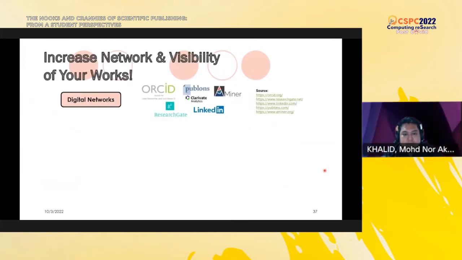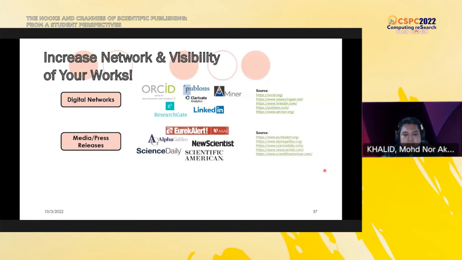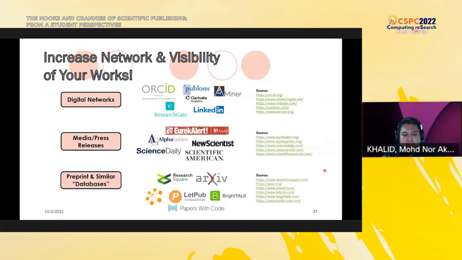So on the final note, it's good to actually have a digital network to publicize your work or increase your work visibility. It doesn't matter whether it's published or not. You can use media presses and also preprint.